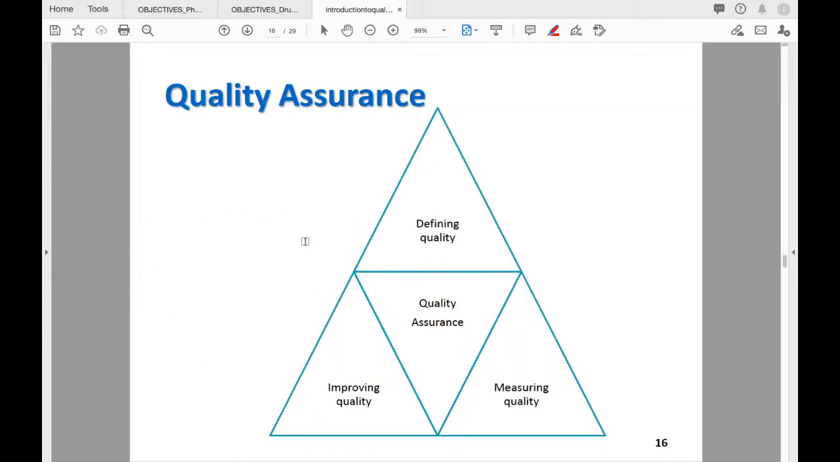So that's the pyramid of quality assurance. In the center, the diamond, your quality assurance is there. Then you have to define quality, measure quality, and improve quality. You have to check these three parameters under quality assurance: defining, improving, and measuring. All these three.